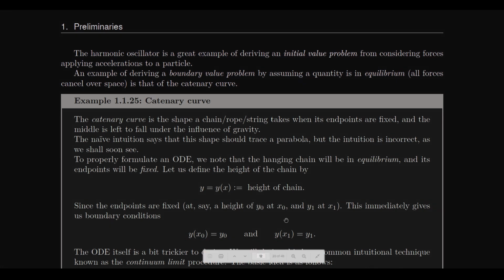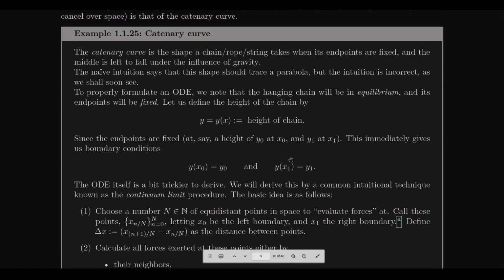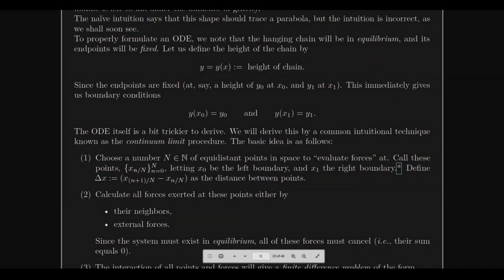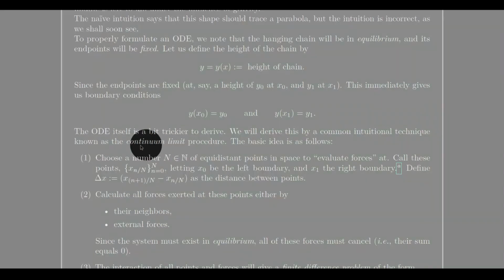And then I'm going to try to figure out what are all of the forces that are exerted on the chain, right? And to do this, I'm going to introduce something that was probably not introduced in ODEs to you, but perhaps, depending on the course you took. It's called the continuum limit procedure, okay?